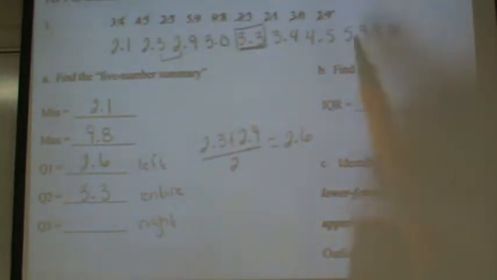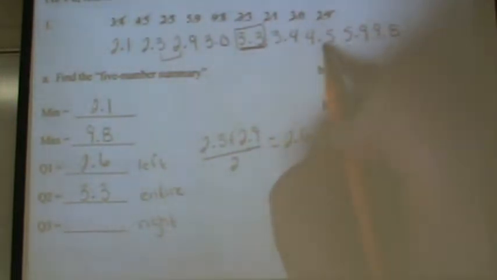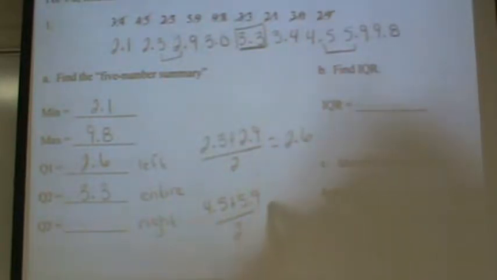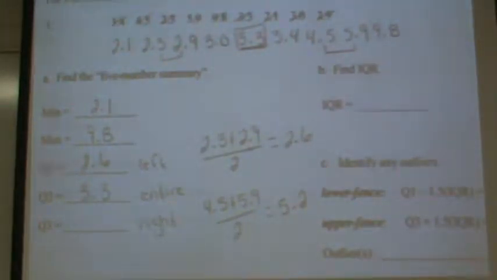Q3 now, we're looking at the right-hand side. So we're going to average those 2 middle numbers, the 4.5 and the 5.9. So we're going to have 4.5 plus 5.9 divided by 2. And that gives us 5.2. So our Q3 value is 5.2.